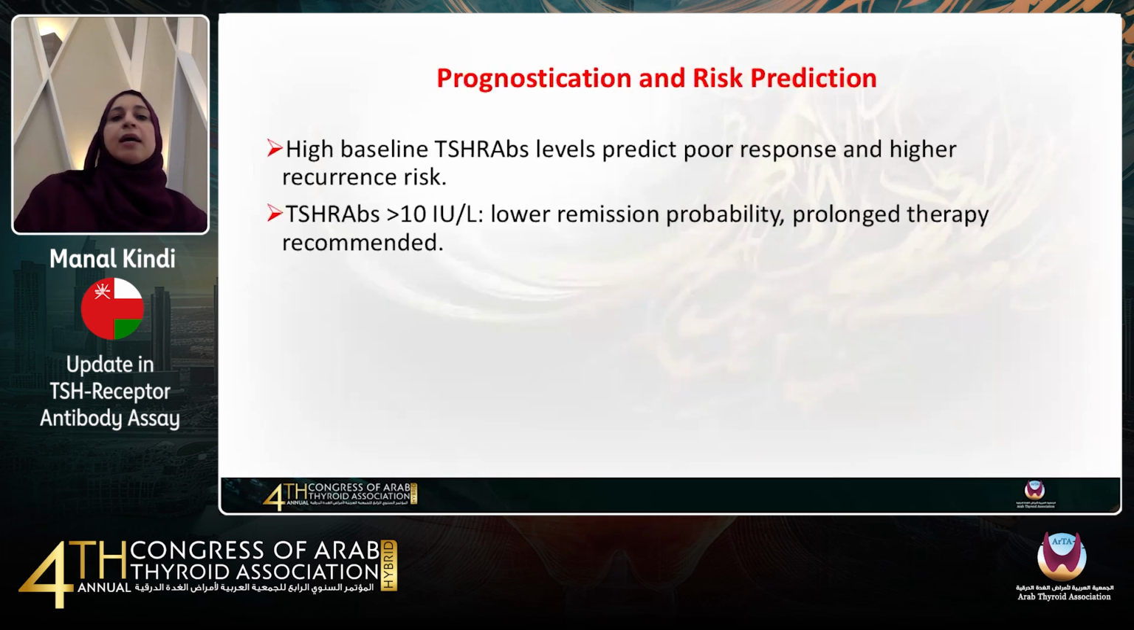What about the other use of TSH receptor antibodies as a prognostic and risk prediction? If you have a high baseline TSH receptor antibodies level, that predicts a poor response and higher recurrence risk. If you get TSH receptor antibodies more than 10, the remission probability is lower and prolonged therapy is recommended.